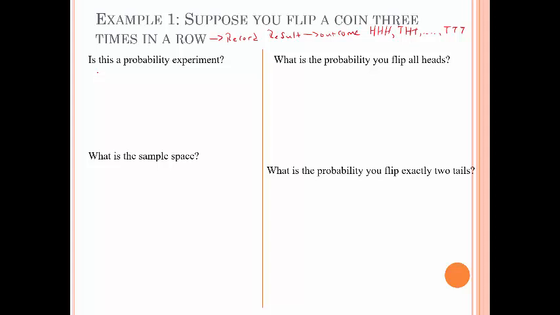All right, is this a probability experiment? Does it have uncertain results? Yes, it sure does. I don't know what I'm going to get when I flip the coin 3 times in a row. Is it repeatable? Yes, I can flip a coin 3 times in a row again. So yes, this is a probability experiment.